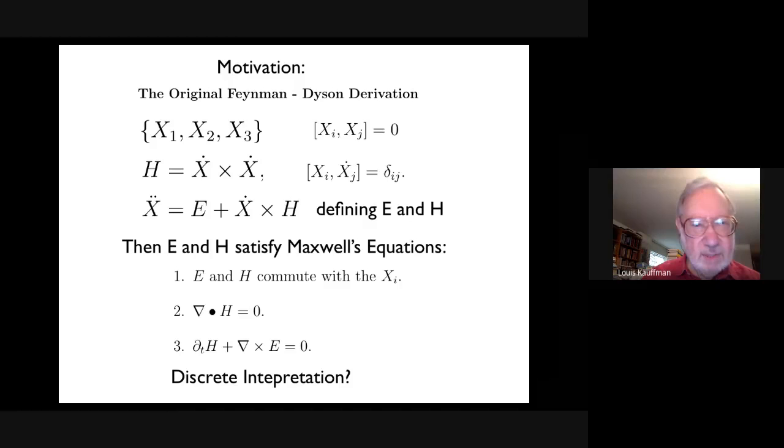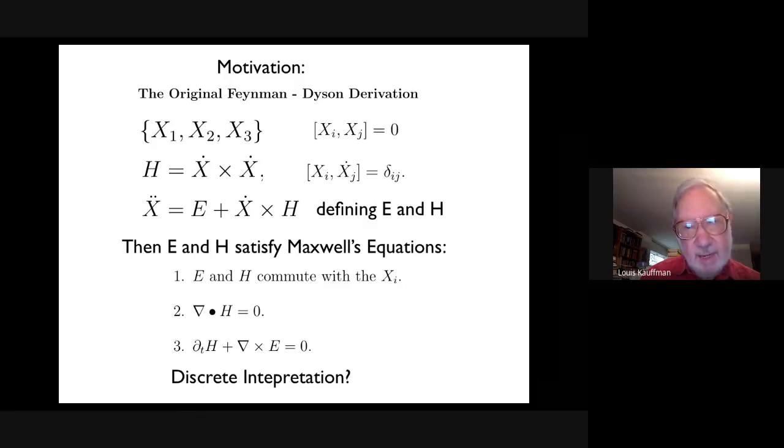Now, since this is a non-commutative situation, and I did not say that the xi dots commuted with one another, this is the formal vector cross product where you keep track of the non-commutativity. So in a vector cross product where you have x1, x2 minus x2, x1, that would be non-zero in this situation. And you define E in their derivation by x double dot is equal to E plus x dot cross H.